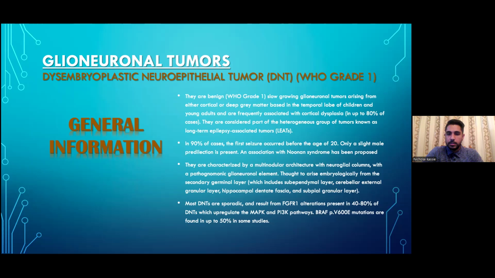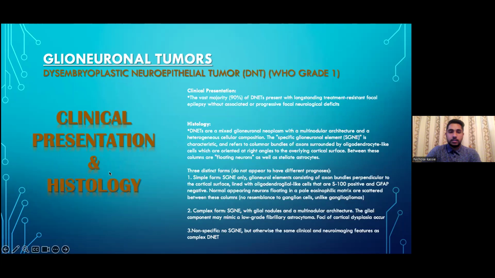They are characterized by multinodular architecture with neuroglial columns, with a pathognomonic glioneuronal element, thought to arise embryologically from the secondary germinal layer, which includes the subependymal layer, cerebellar external granular layer, hippocampal dentate fascia, and subpapillary granular layer. Most DNETs are sporadic and result from FGFR1 alterations present in 40% to 80% of DNETs, which upregulate the MAPK and PI3K pathways. BRAF V600E mutations are found in up to 50% of some of these cases.